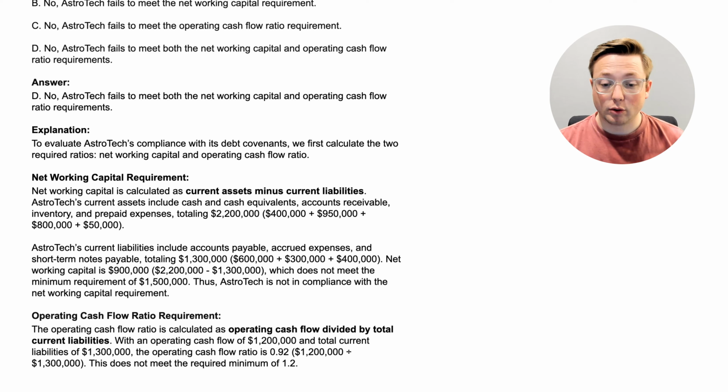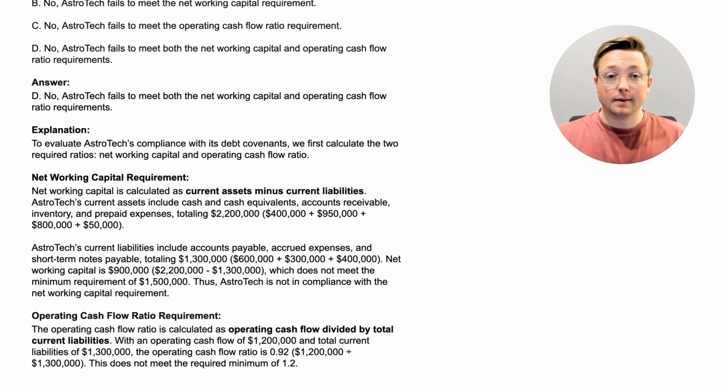Operating cash flow ratio requirement. The operating cash flow ratio is calculated as operating cash flow divided by total current liabilities. With an operating cash flow of $1,200,000 and total current liabilities of $1,300,000, the operating cash flow ratio is 0.92. So $1,200,000 divided by $1,300,000 is 0.92. So what does that mean? That means they are also not meeting that requirement because they were supposed to have at least 1.2.